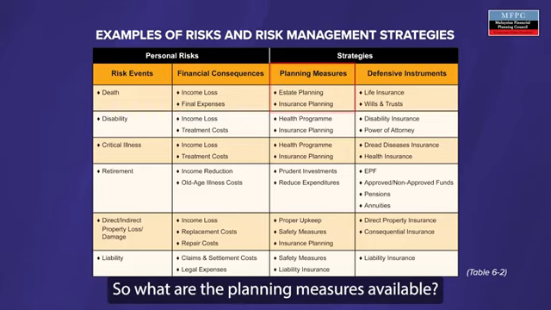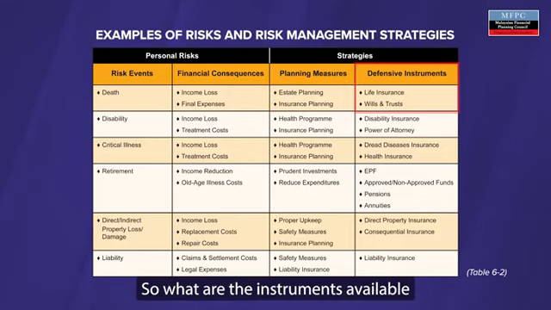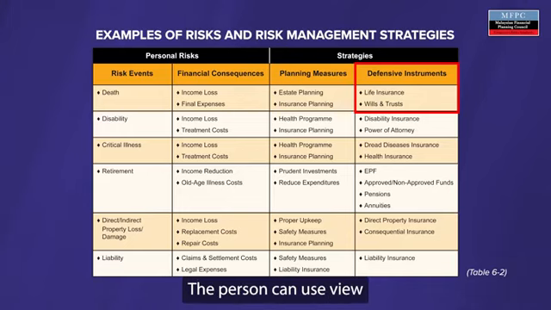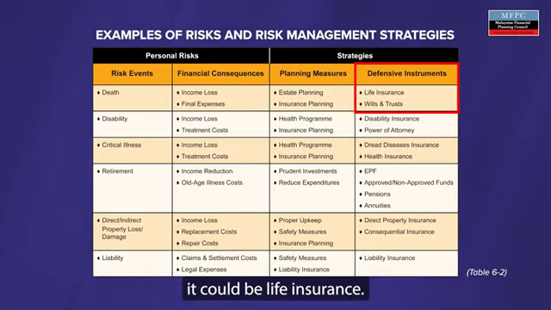So what are the planning measures available? It could be estate planning and also insurance planning. So what are the instruments available? For estate planning, the person can use a will or trust or a combination of both. And in insurance planning, for the event of death, it could be life insurance. Okay.